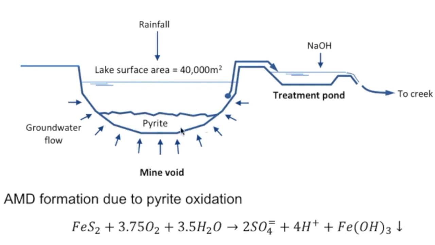Then once you are producing acid mine drainage, you need to treat this water. How is this usually treated? Well, they usually use sodium hydroxide. They treat it in treatment ponds, and they add the sodium hydroxide directly, with the aim of neutralizing the pH. And with the neutralization of the pH, you also have the precipitation of metals.